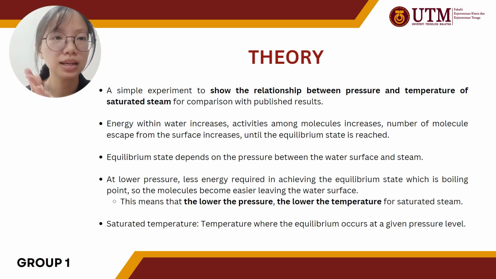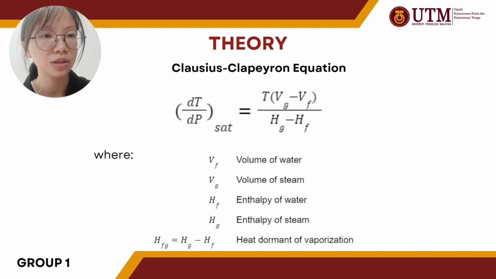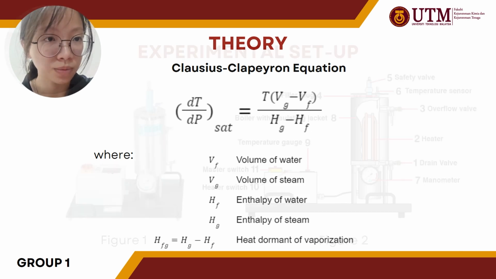Saturated temperature is the temperature where the equilibrium occurs at a given pressure level. This is the Clausius-Clapeyron equation that we will apply in this experiment, where Vf is the volume of water, Vg is the volume of steam, Hf is the enthalpy of water, Hg is the enthalpy of steam, and Hfg equals Hg minus Hf, which means the latent heat of vaporization.